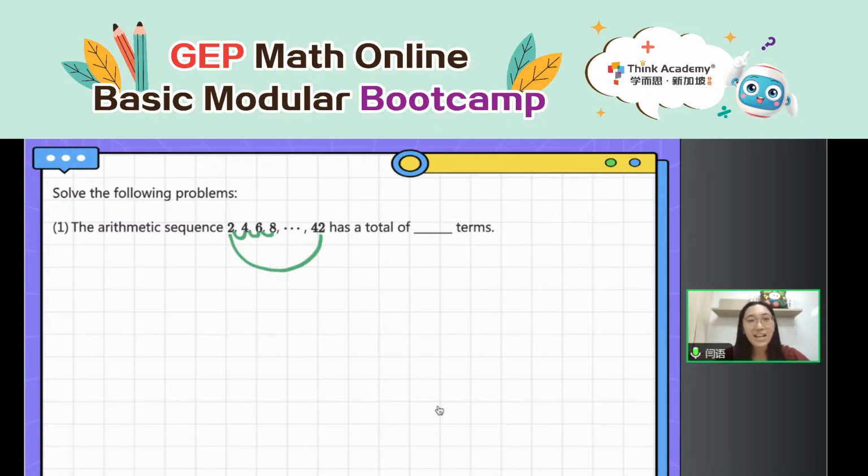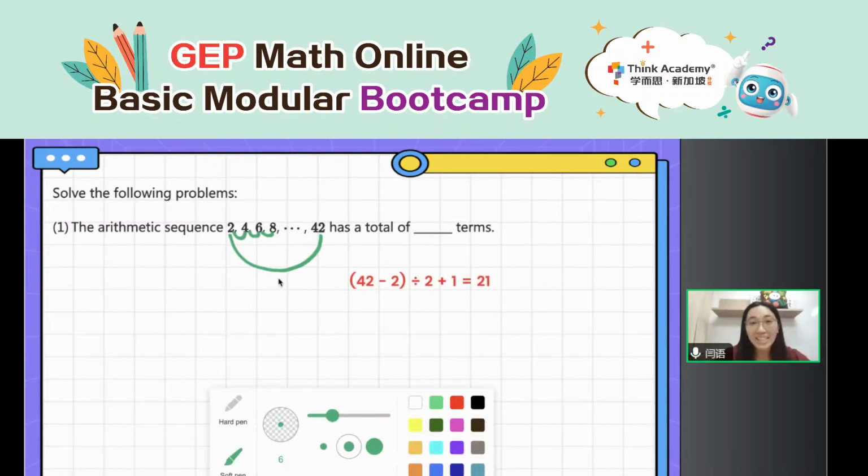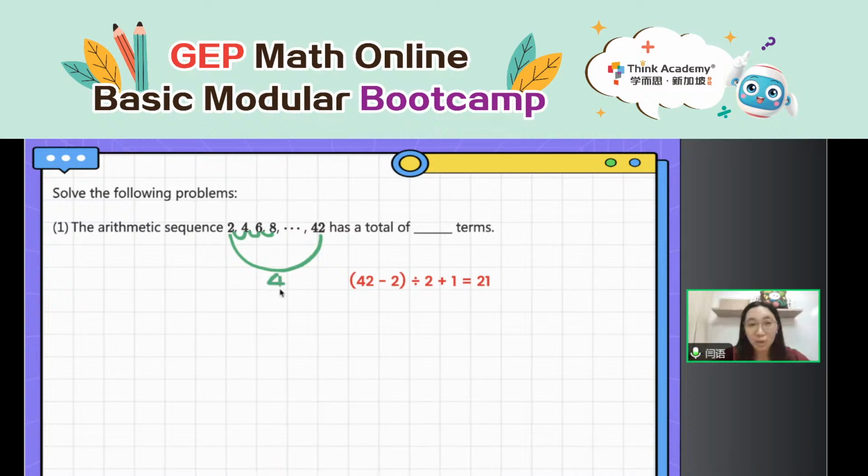Okay, well done. So firstly, we get 42 minus 2. This is the total distance. You see that the total distance is just 40. And then following this, for each small jump, that is 2, right? So how many 2s can we make 40? That is 20. But 20 is just for 20 intervals.